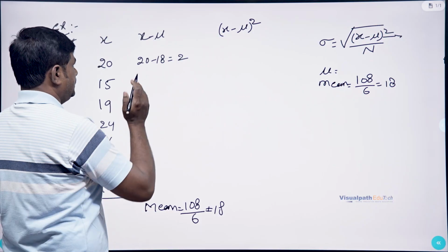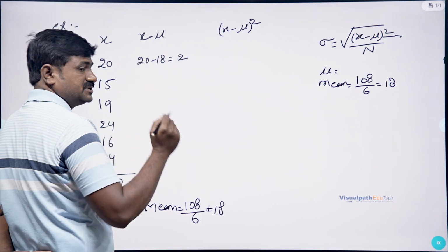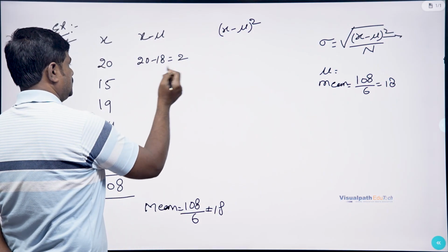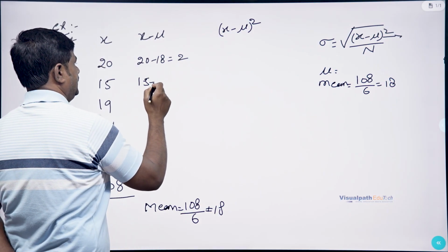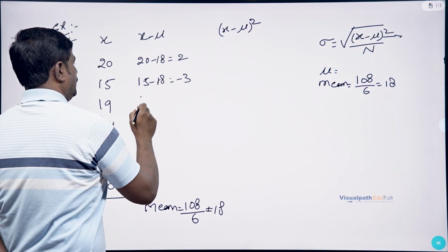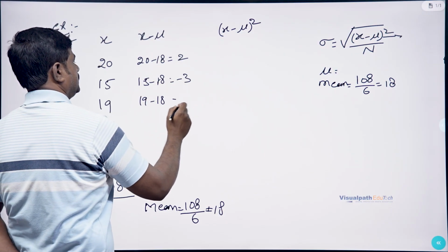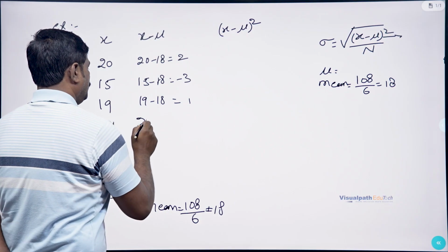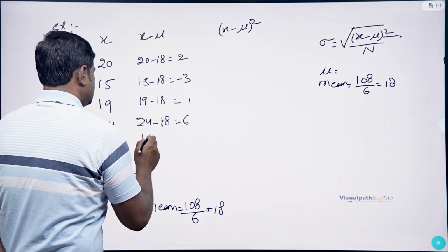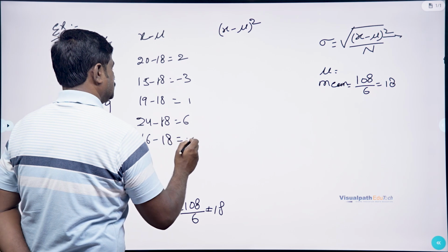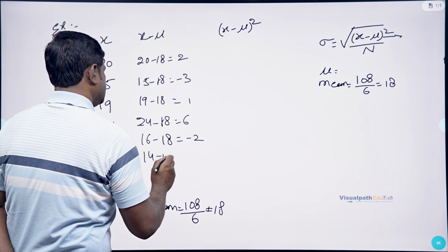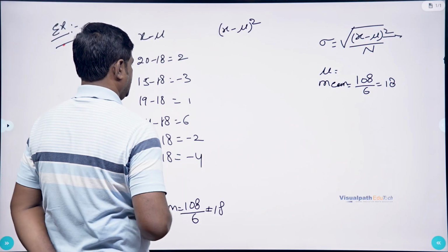So 18 is the mean. Then we calculate the individual observations minus the mean. 20 minus 18 equals 2. 15 minus 18 equals minus 3. 19 minus 18 equals 1. 24 minus 18 equals 6. 16 minus 18 equals minus 2. Next, 14 minus 18 equals minus 4.